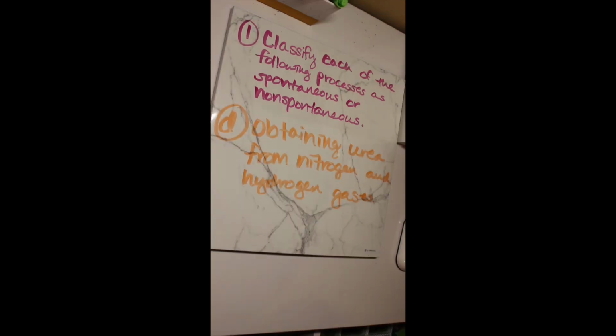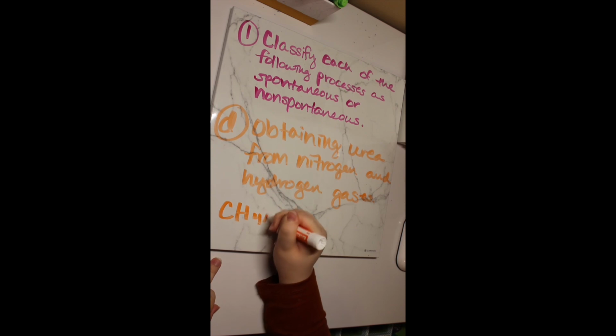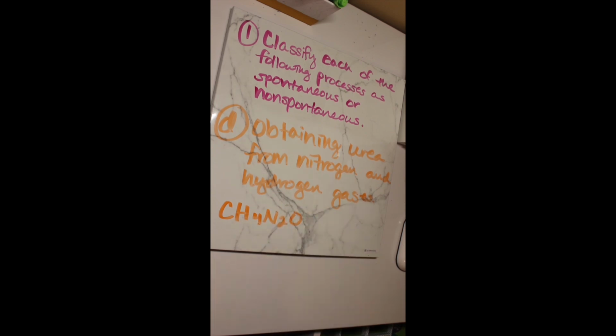Alright, so for our final part, part D, we are looking at obtaining urea from nitrogen and hydrogen gases. So in this case, I went ahead and decided to just look at the formula. So the formula of urea is CH4N2O. And I noticed that there's only nitrogen and hydrogen gases present, so where's this carbon and oxygen coming from?